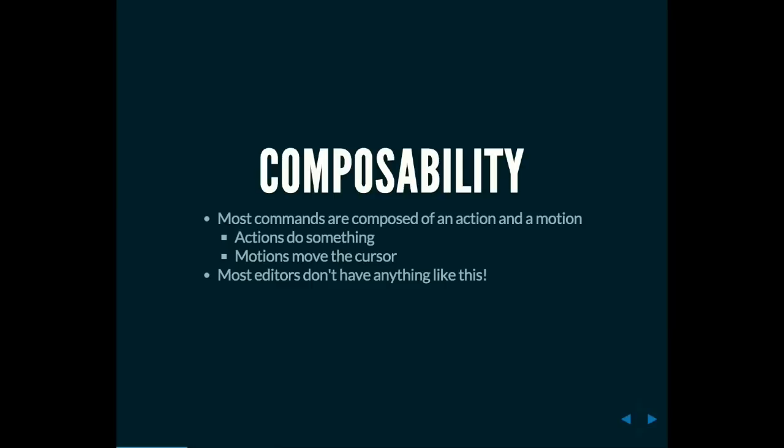So for example, you can delete a line as well as delete a paragraph. The delete key is used in both of them, and the motion for a line is used for the line version, and the motion for a paragraph is used in the paragraph version. So by learning just a small set of actions and a small set of motions, they come together to represent a much larger scope of functionality. Understanding this concept, I would say, is fundamental to moving forward and understanding Vim.